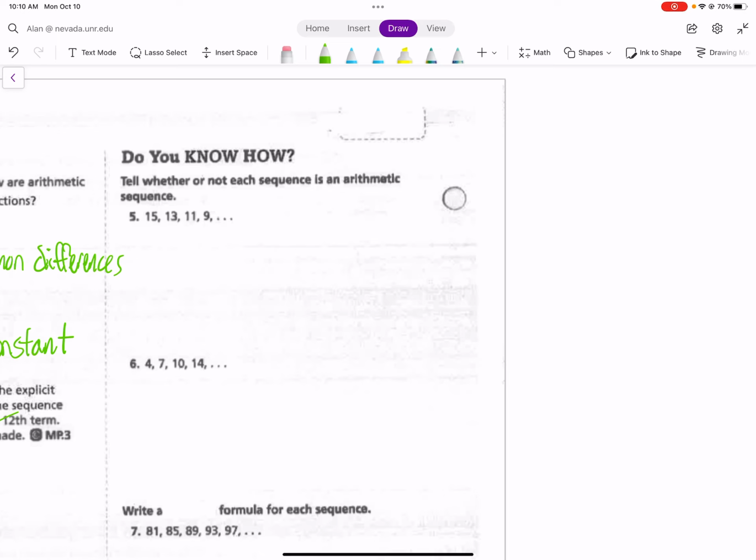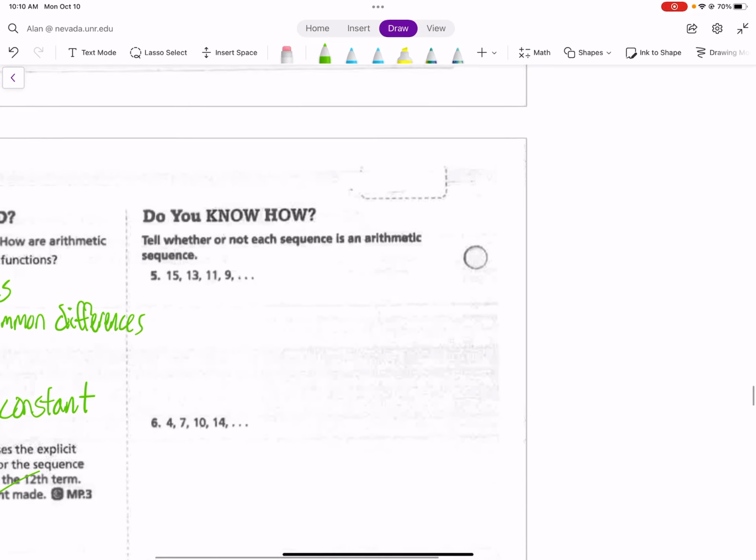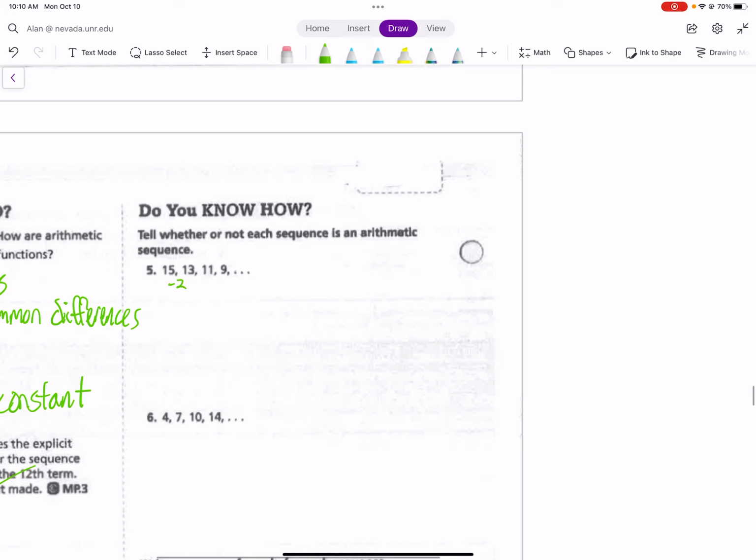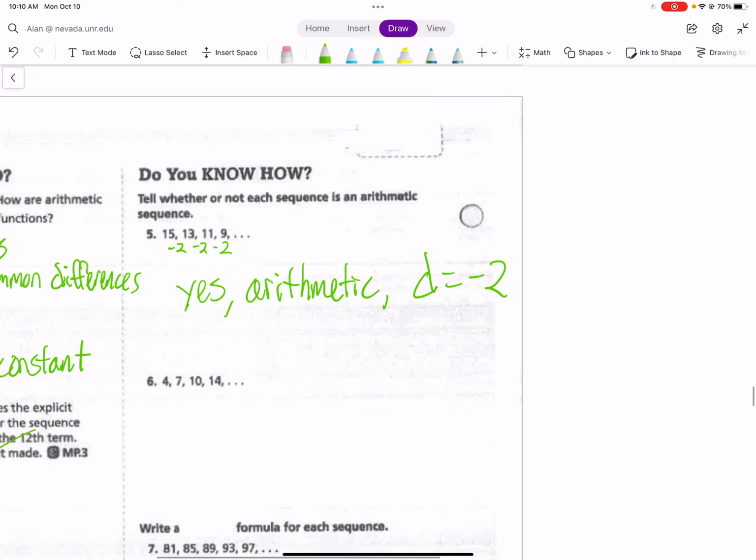All right, so let's do 5 and 6. Let's check your work. Let's figure out the common difference for 5. So from 15 to 13, we subtract 2. From 13 to 11, we subtract 2. And from 11 to 9, we subtract 2. Do we have a constant common difference? Yes, we do. We subtract 2 every single time. So our answer is yes, this is an arithmetic sequence, and our common difference D is -2.